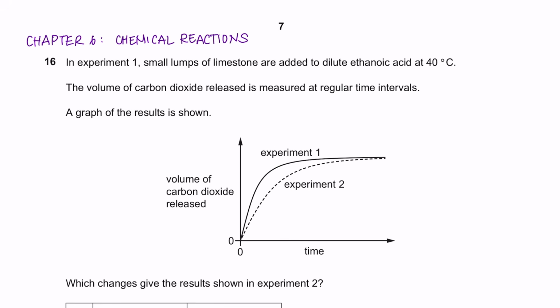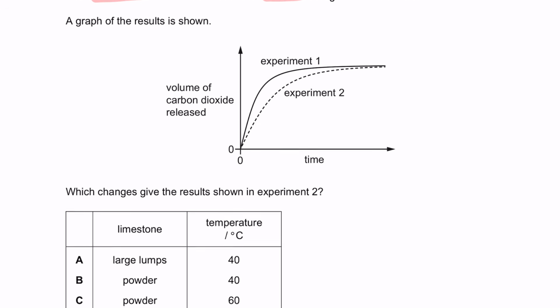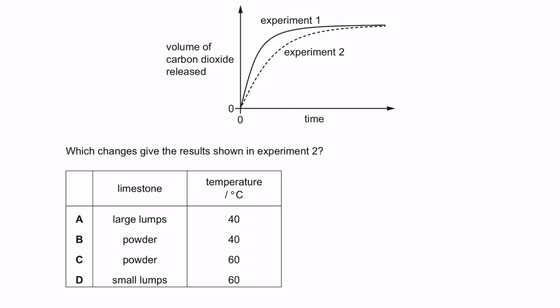Next, question 16 onwards is from chapter 6. In experiment 1, small lumps of limestone are added to dilute ethanoic acid at 40 degrees Celsius. The volume of carbon dioxide released is measured at a regular time interval. A graph of the results is shown. Which changes give the result shown in experiment 2?